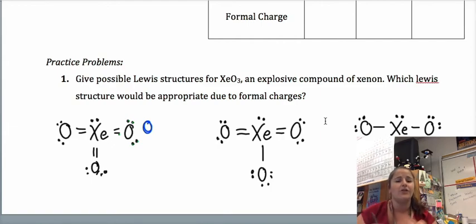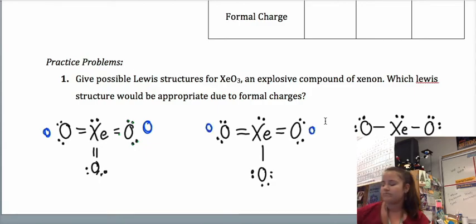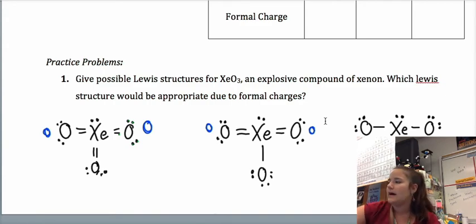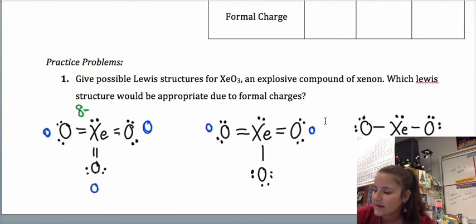And it's going to be that way for all of the double bonded oxygens. So I'm going to go through and add those zeros in. Okay. That one is also a double bonded oxygen, so its formal charge is 0. What about that xenon? Okay. In this one, xenon normally has 8 valence electrons, and then it has 1, 2, 3, 4, 5, 6, 7, 8. So this xenon also has a formal charge of 0.